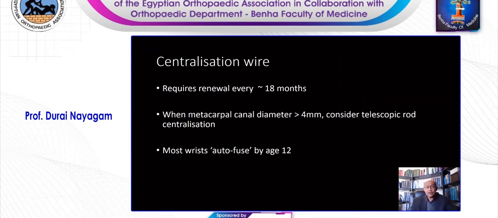That gradual increase in canal diameter allows you to use bigger and bigger K-wires as the child grows older. When the metacarpal diameter gets beyond 4 millimeters, it is possible to insert a telescopic rod, and these tend to last much longer, sometimes as long as 3 to 5 years before revision is required. Our practice, and we've been using this technique for over 20 years, is that the wrist does not require formal fusion. Usually these wrists will autofuse by around the age of 12.